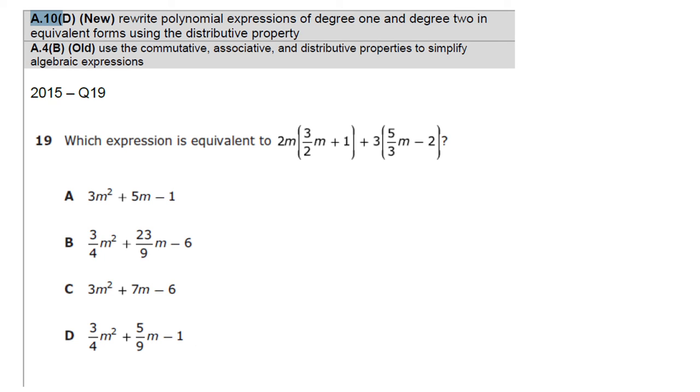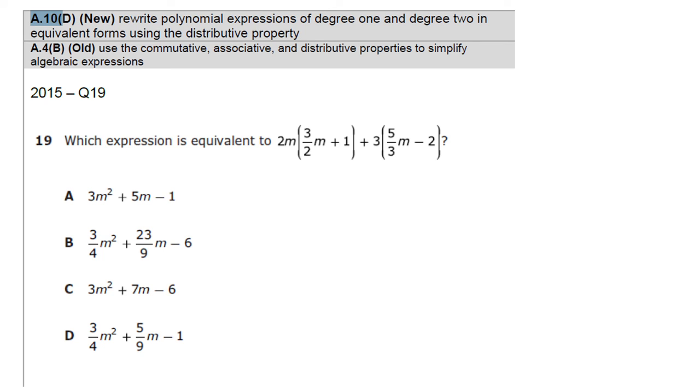So here's the next star question that hopefully is not that hard after today's lesson. It does have something a little new in it, but I'll get to it when we explain it. So we're about to tackle the question of 2m parentheses 3/2 m plus 1 close parentheses plus 3 times 3/5 m minus 2.